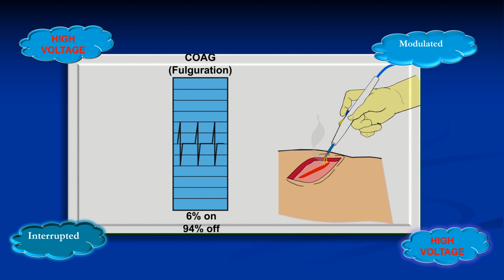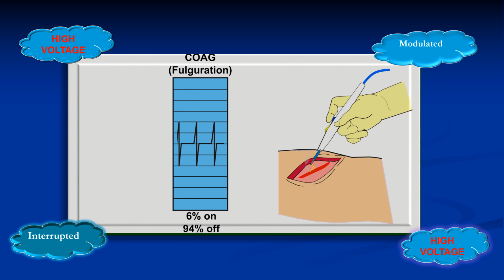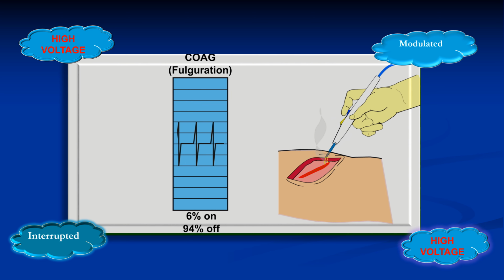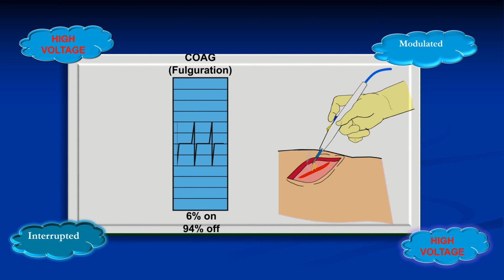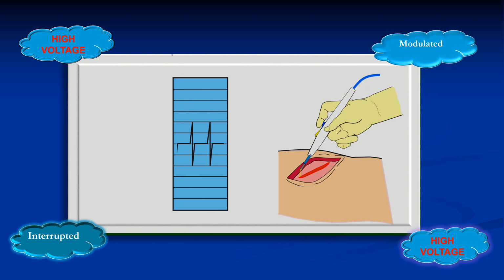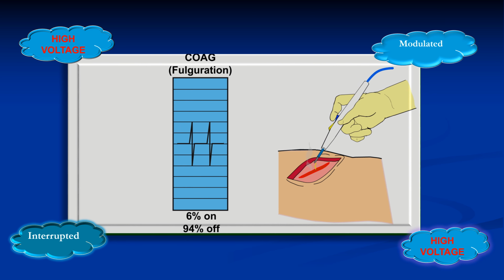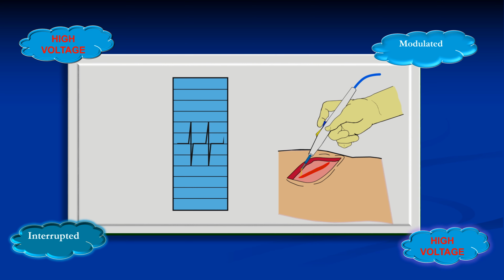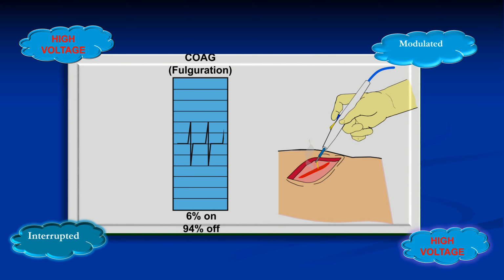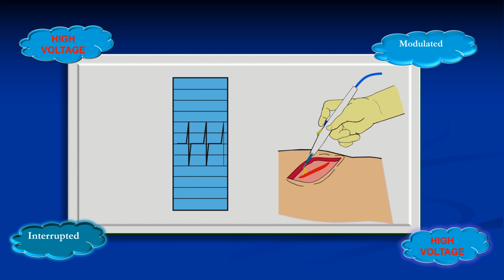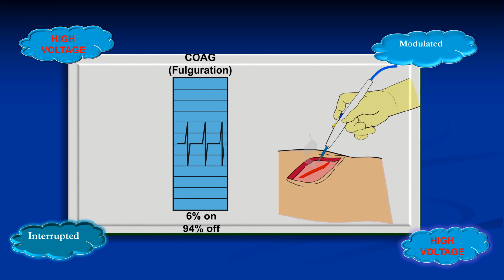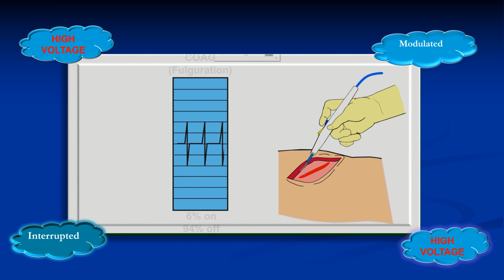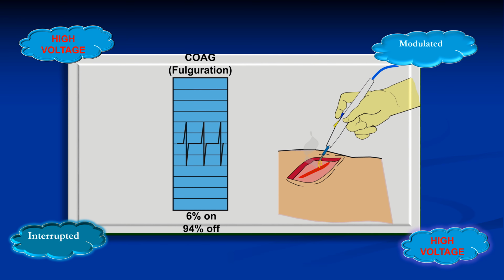For this reason, many recommend using cutting mode most of the time, reserving coagulation for selected circumstances, such as in highly vascular tissue and when dealing with tissue with poor conductivity, like fatty or dry tissue. In this situation, the higher voltage on the coagulation setting provides better tissue penetration.